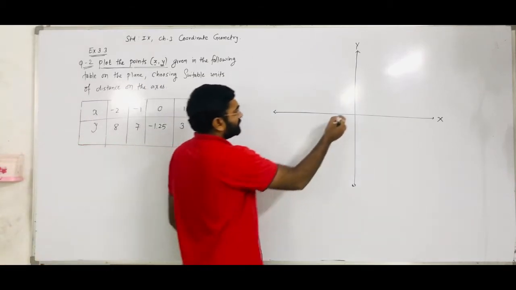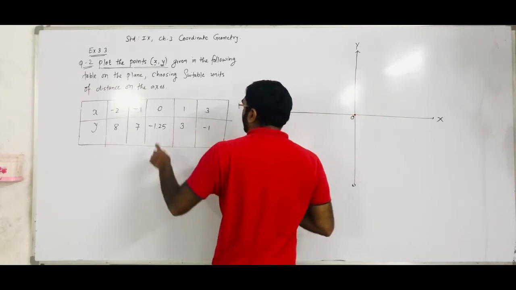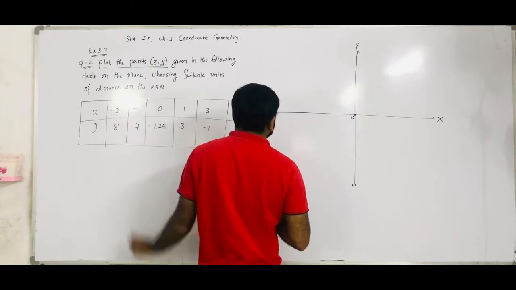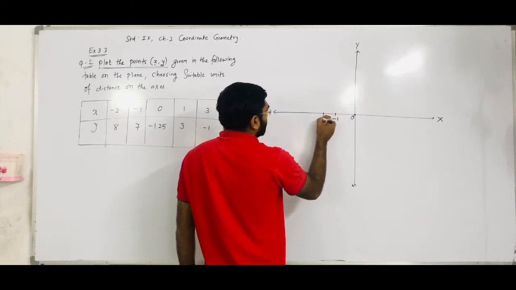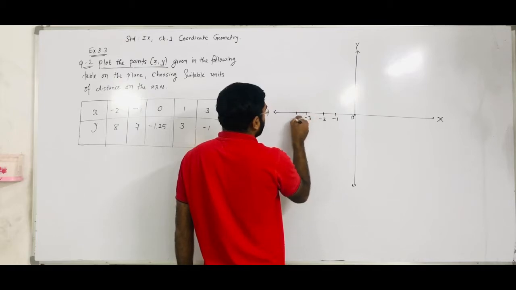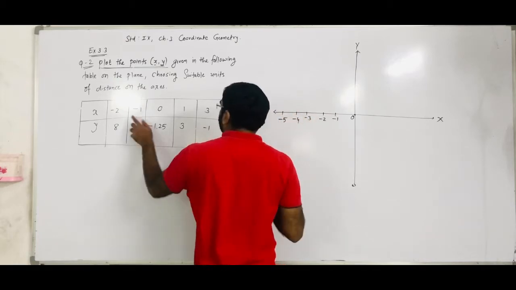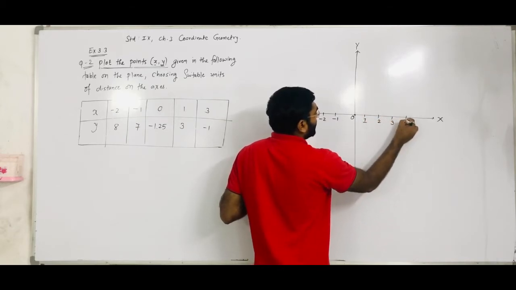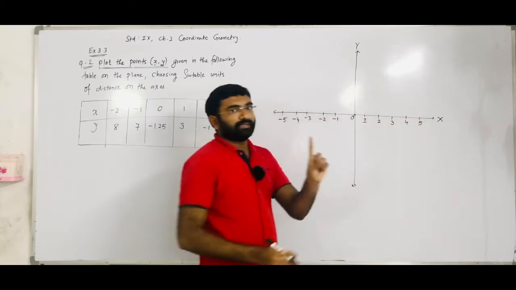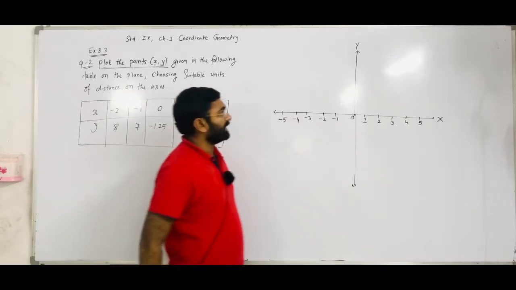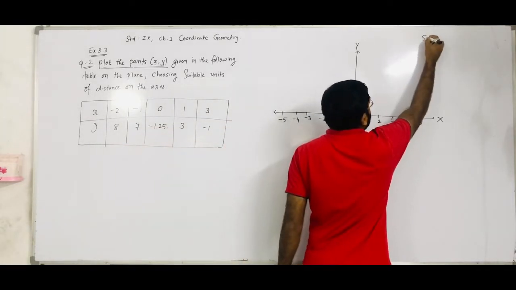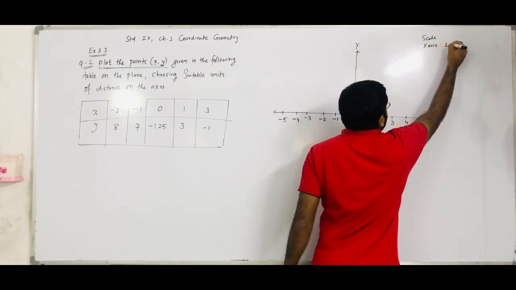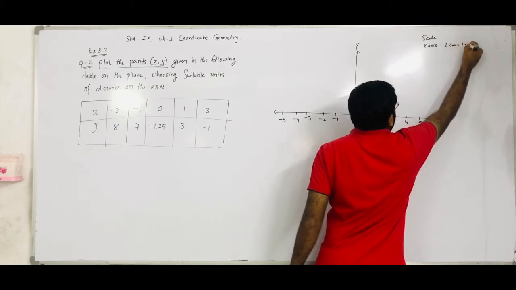So on the x-axis, the lowest value is minus 2 and the maximum value is 3. So here we can take negative values minus 1, minus 2, minus 3, minus 4 and minus 5. On the positive side, the maximum value is 3, so on the positive x-axis we take 1, 2, 3, 4 and 5. Here we take 1 centimeter equal to 1 unit on the x-axis. On the x scale, we have to represent on the x-axis, 1 centimeter equal to 1 unit.